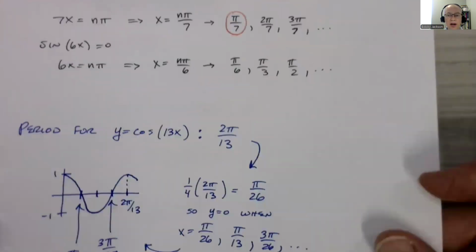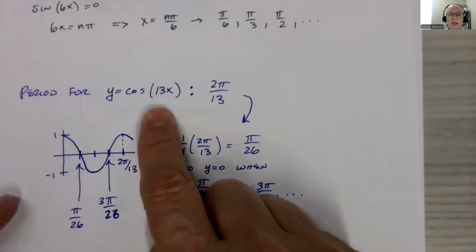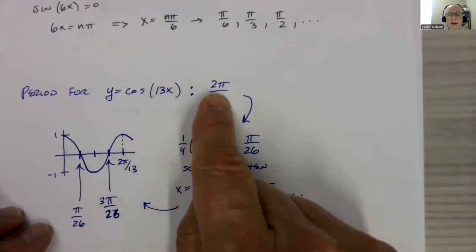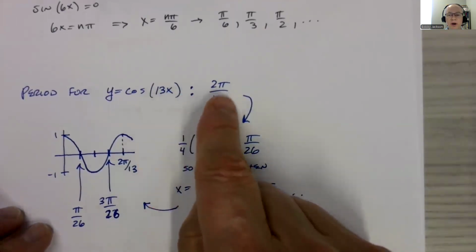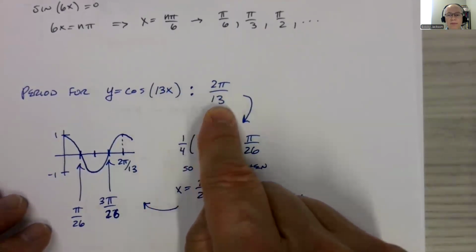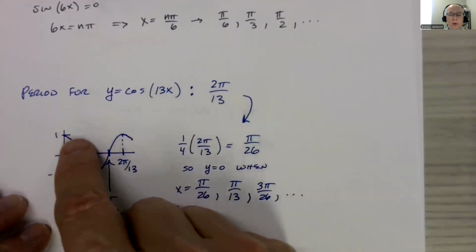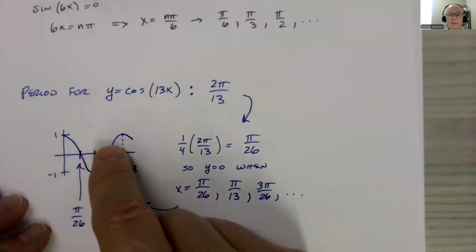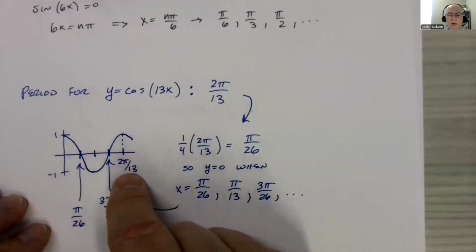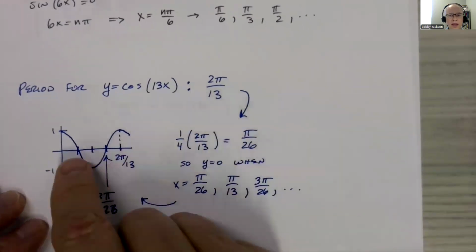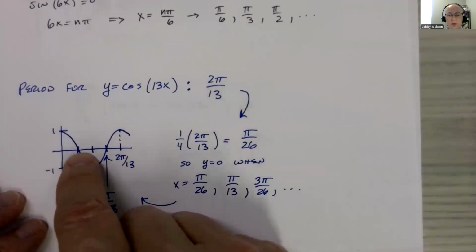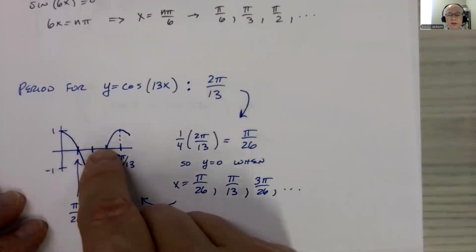And one more thing about the graph of the cosine of 13x. The period for this, remember the period is 2 pi normally, but since it's 13x, it's 2 pi divided by 13, if you remember that. And so we'll go through one complete cycle. We start at 1, we go through one complete cycle, and we're back to 1 at 2 pi over 13. The function starts at 1 when x is 0, goes down to 0 at this point, to -1, back to 0, and then back to 1.